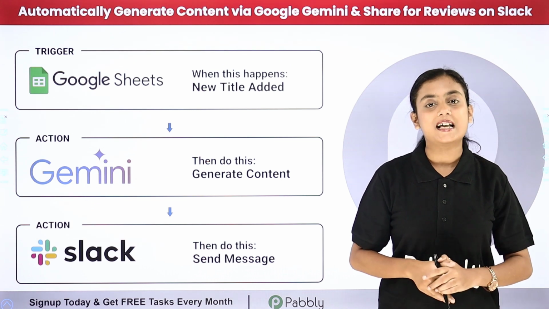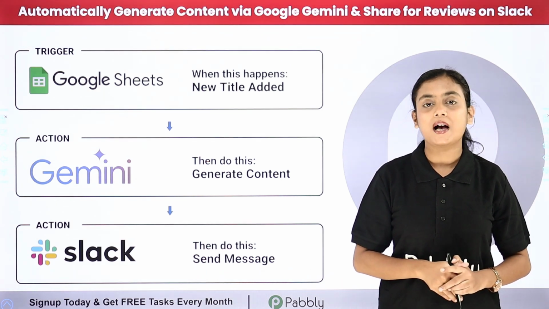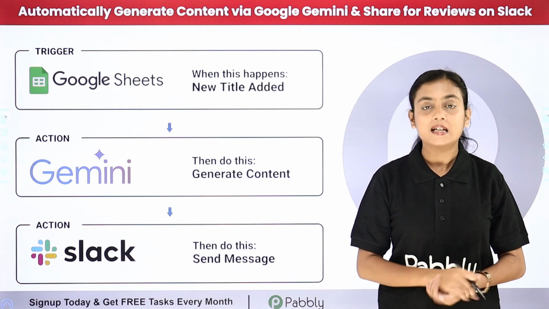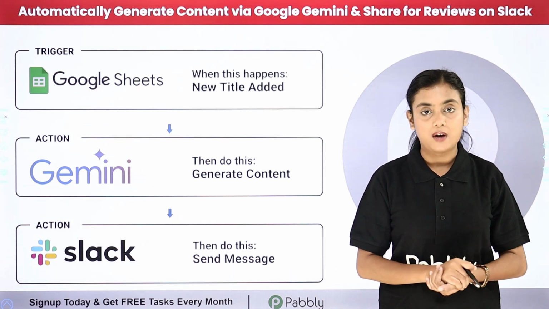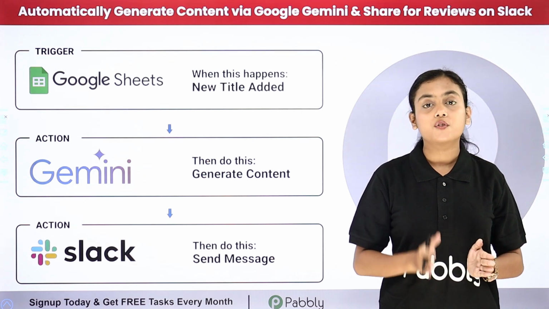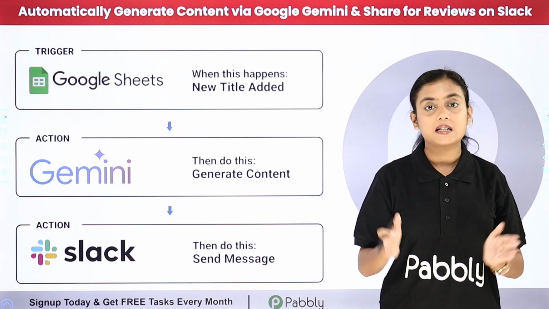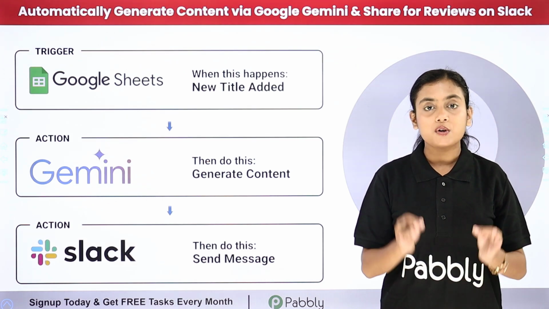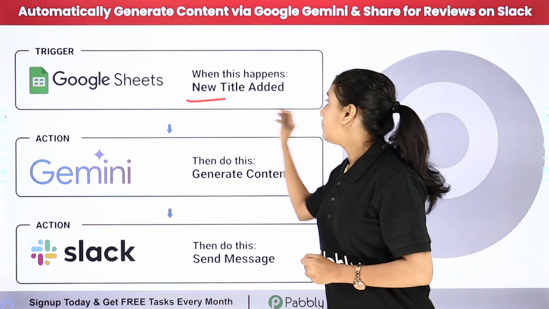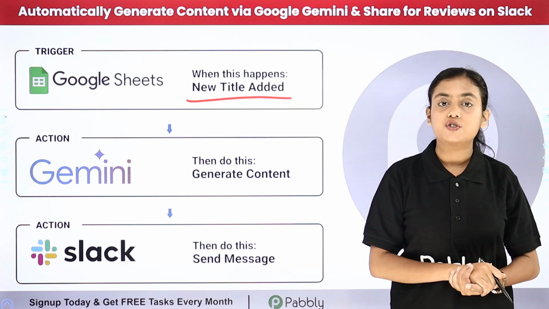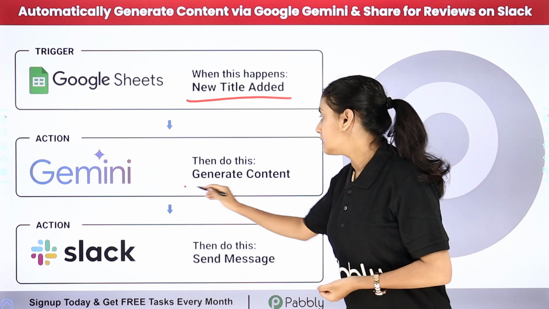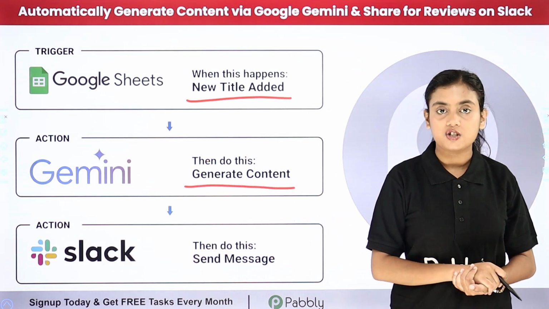So what I did was I simply created an automation using Pabbly Connect, which is an amazing automation and integration software. So here in this automation, what is going to happen? I have created a record of all the titles with the keywords in my Google Sheets for which I want to generate the content. Whenever I add a new title in my Google Sheets, the content is automatically going to be generated with the help of the title using Google Gemini.